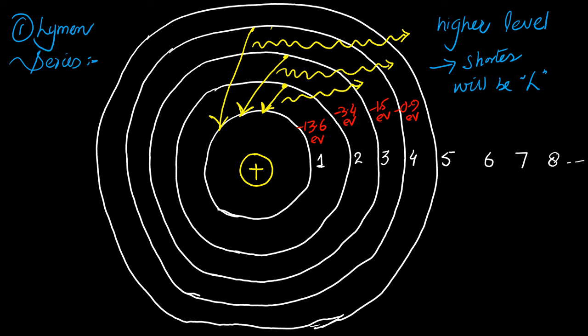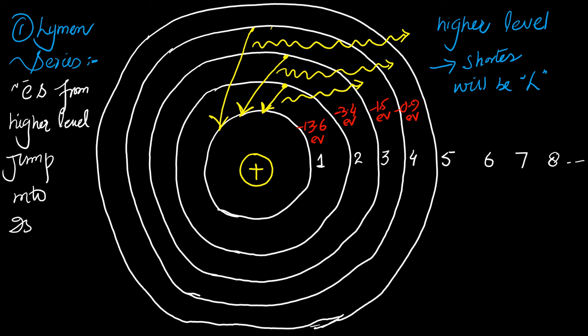Lehmann series are the series of electromagnetic radiations which are produced whenever electrons from a higher energy level or shell jump into the first shell or first energy level. Whenever electrons jump from any energy level into the first shell, they release a series of electromagnetic radiations, and these series of lines produced by electrons jumping from higher energy levels to the first energy level are known as Lehmann series.